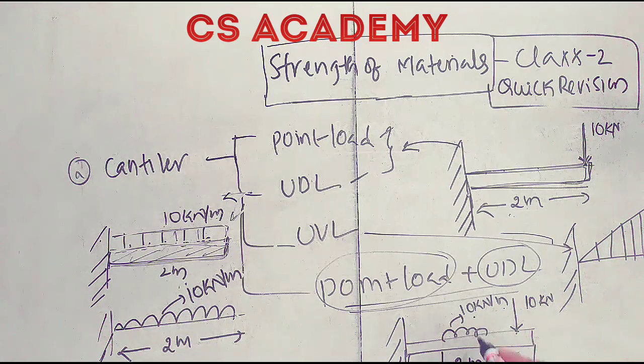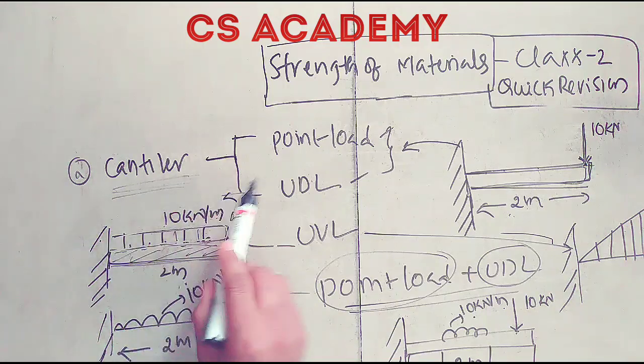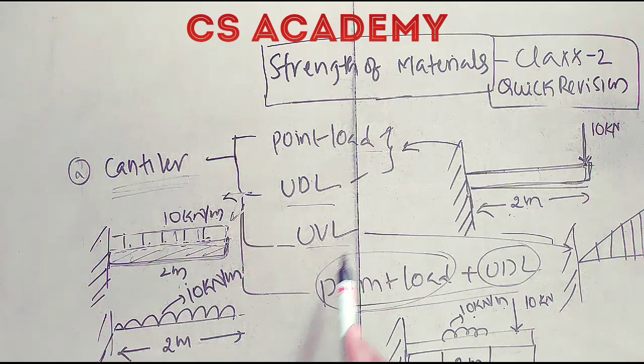For that you have to represent the length of the UDL, and the total length you have to represent. The total length of the cantilever beam will be 5 meters, and for that you have to represent. This is the representation, and this is called cantilever applications. This is cantilever with point load, cantilever with UDL, cantilever with UVL, combination of point load plus UDL load.